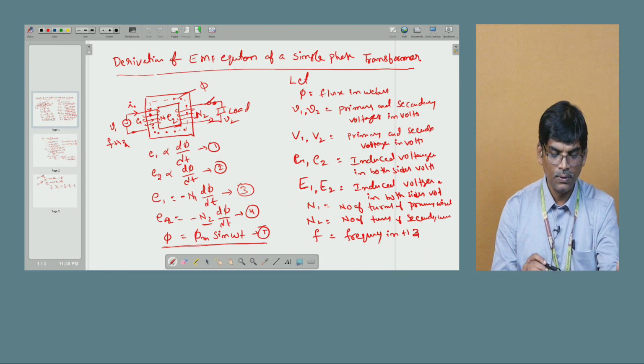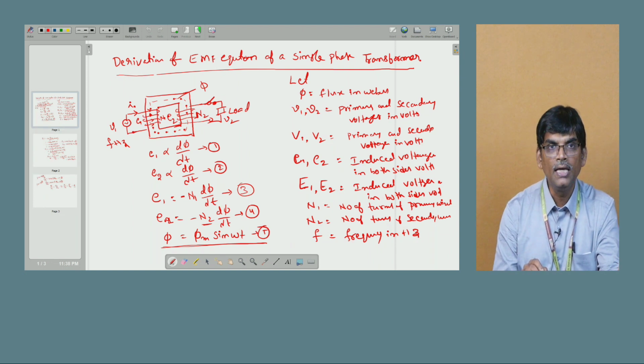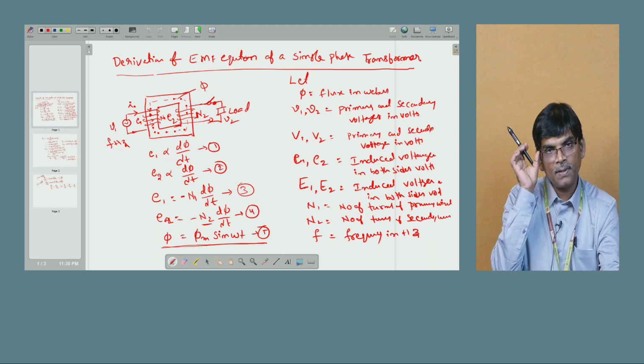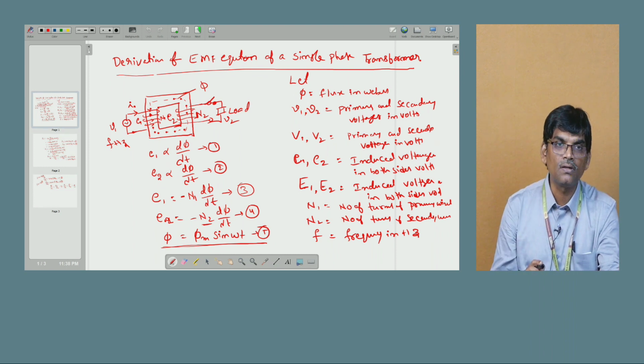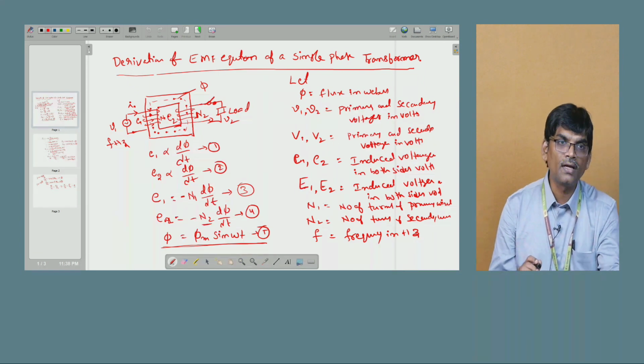According to the law of conservation of energy, energy can neither be created nor destroyed. So whatever power is given to the primary side is transferred to the secondary in the ideal condition, approximately. That's why the transformer has very high efficiency, almost 98-99%. So the voltage drops are also very small.